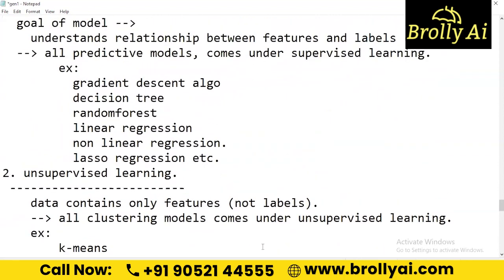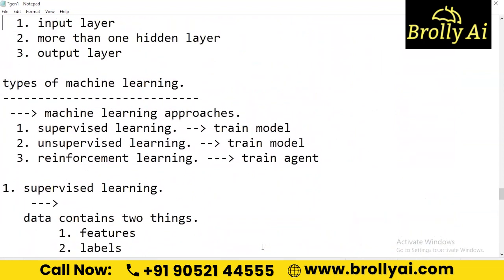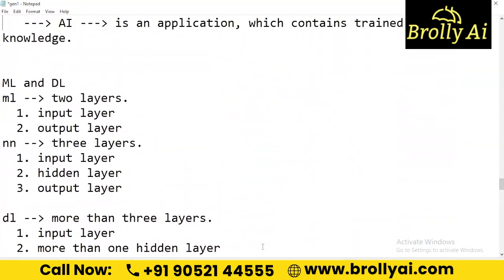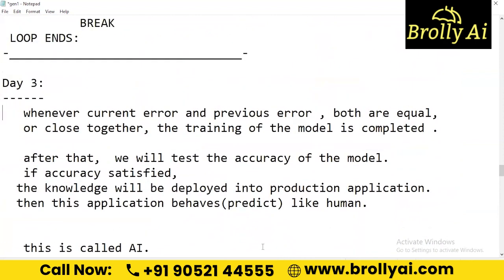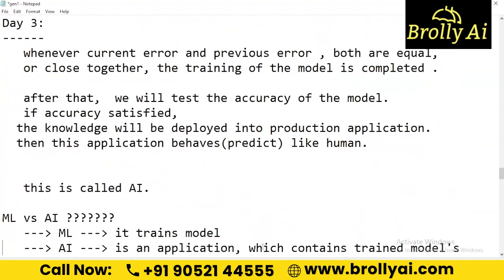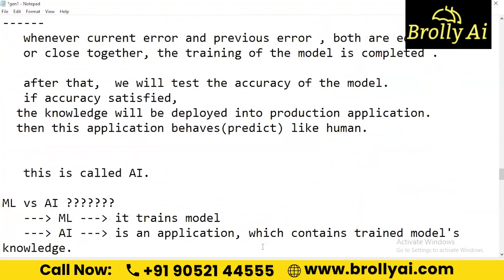So as per today's knowledge, please summarize today's session. What are the key points here, especially as part of day 3? What is AI? Please tell me. What is AI?